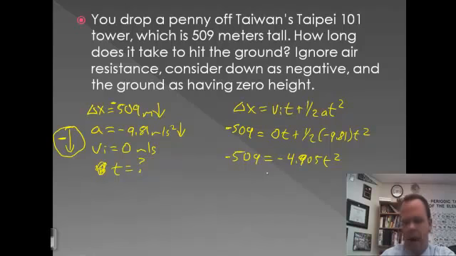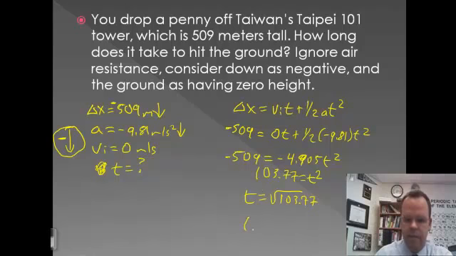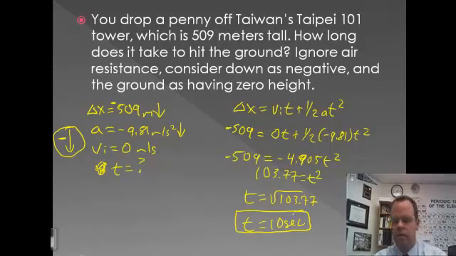When I divide 509 by negative 4.905, I get 103.77 equals t squared. t equals the square root of 103.77. And it would take 10 seconds. 10.18 if you want to be more precise.